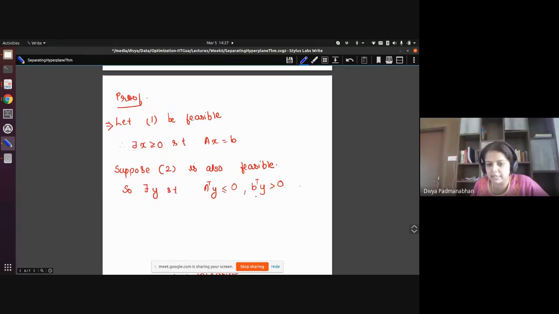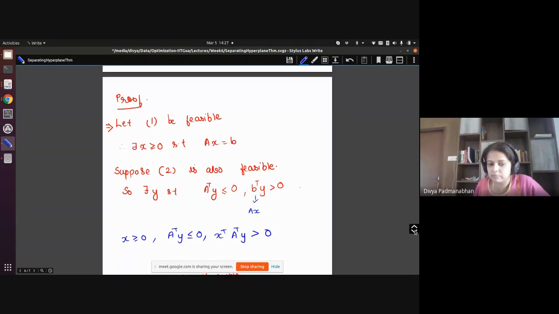Now it's just a matter of substitution. This b is actually Ax. So what this gives you is that there is a y such that A transpose y is less than or equal to 0, and X transpose A transpose y is strictly greater than 0. And of course, we assume that X is greater than or equal to 0. So these put together give you something like this.